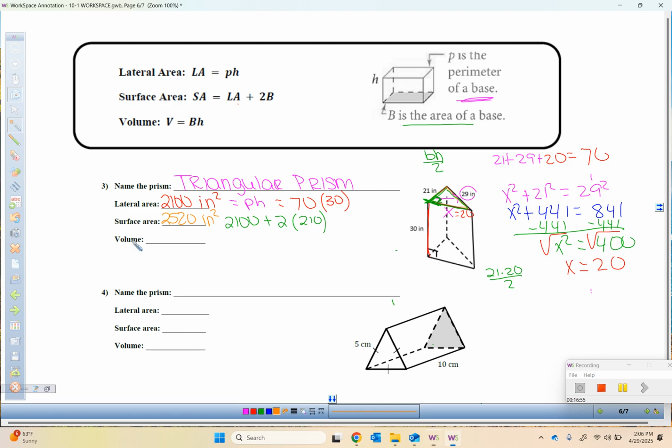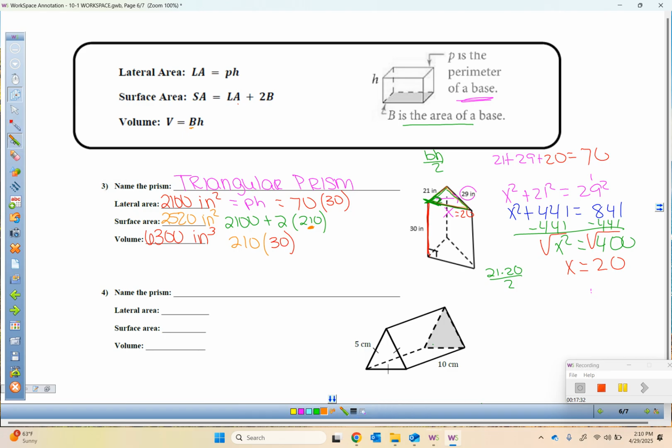So my volume is big B. Remember, this is my big B right here. We already have it figured, so that's 210, times my height. And now what's my height? 30. Very good. So we get 6,300, I think, inches cubed. Good job, guys. Not so bad. We can do anything with a formula. So we just need to follow our formulas.